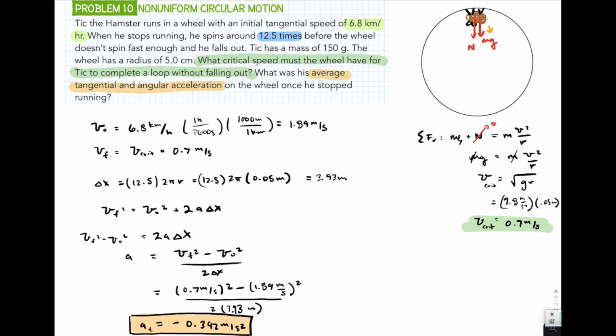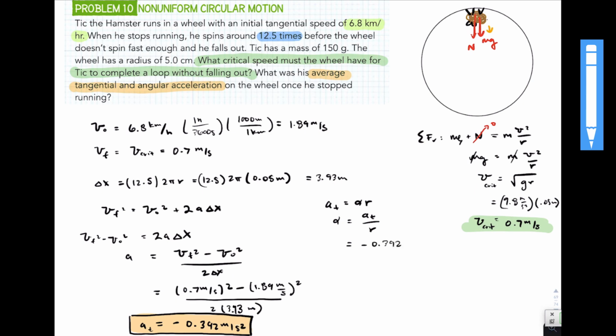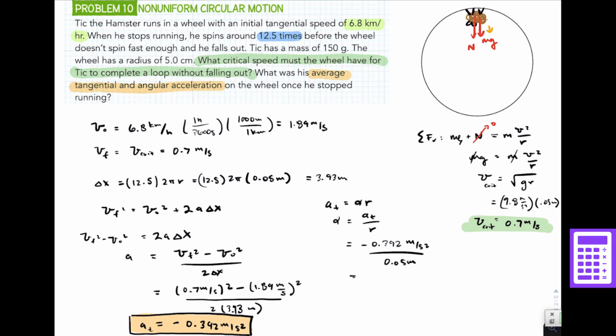What about that angular acceleration? How do we get that? Yeah, you divide by r, right? So remember, a tangential is equal to alpha r. So if we want alpha, we just take a tangential divided by r. So we say negative 0.392 meters per second squared divided by 0.05 meters, and that's going to give us negative 7.85 radians per second squared, and that's our alpha.